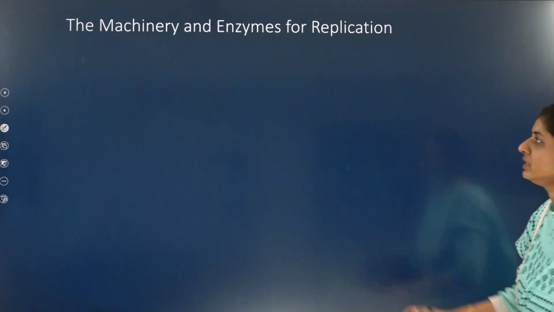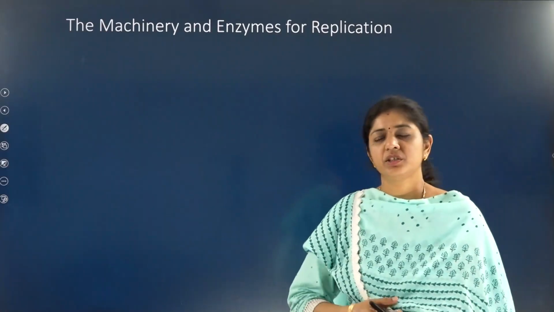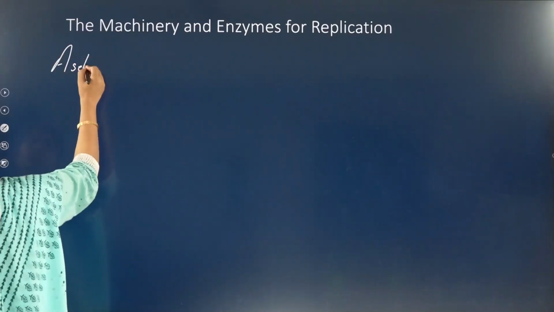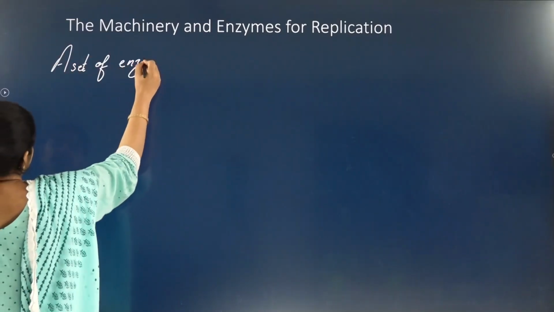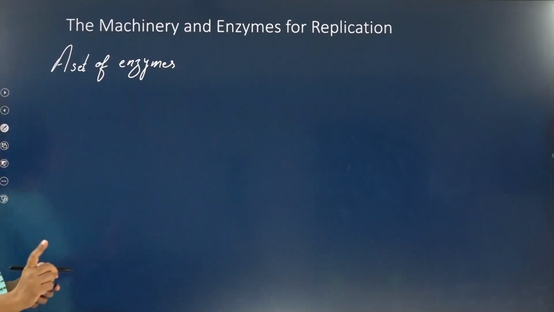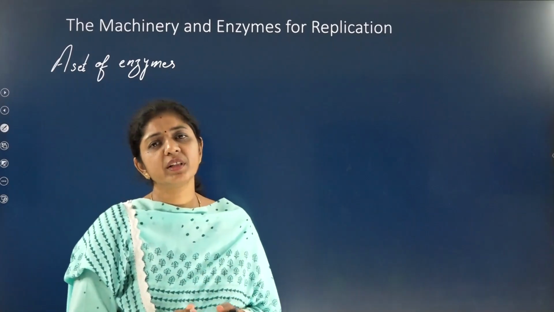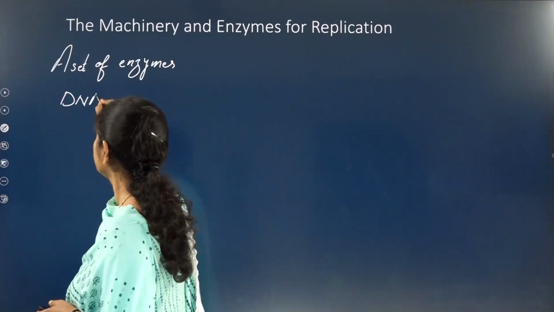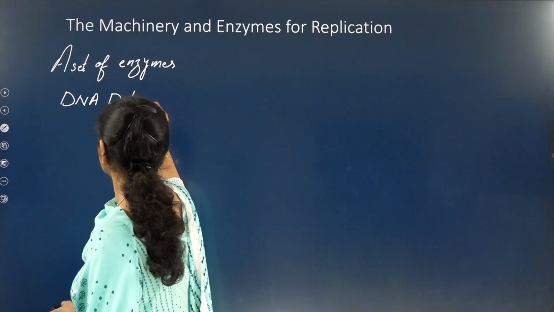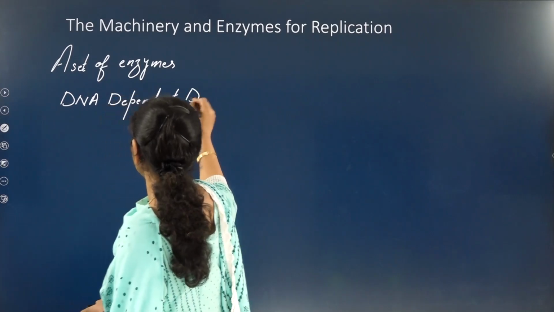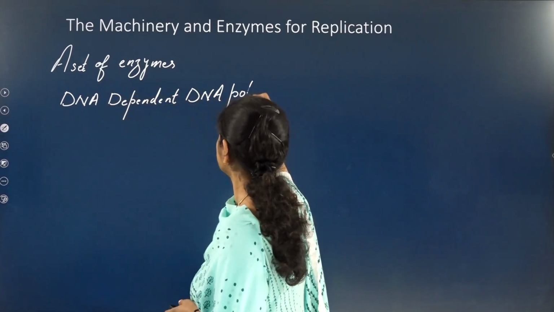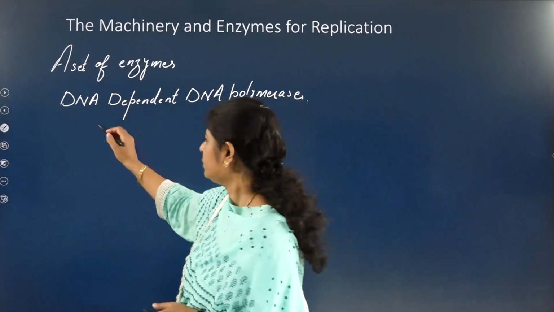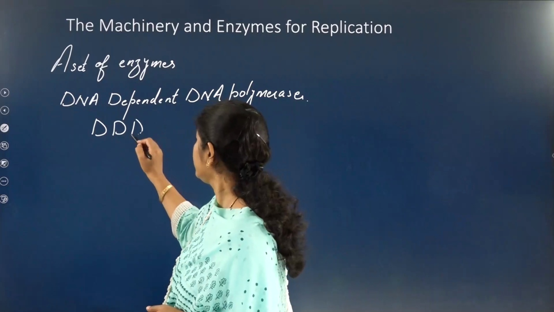Now let's talk about the machinery and the enzymes for replication. During the replication process, we need a set of enzymes. That means we don't need one single enzyme, we need many enzymes during that process. But the most important will be the DNA dependent DNA polymerase. This is the name of the enzyme. I will shortly write it as DDDP.